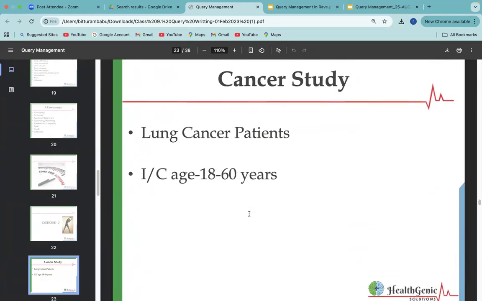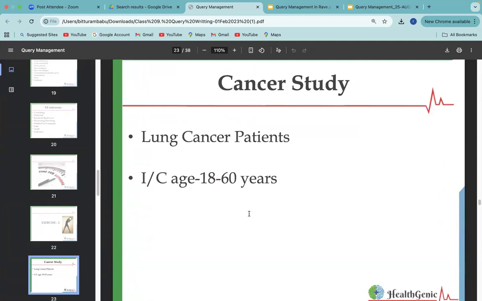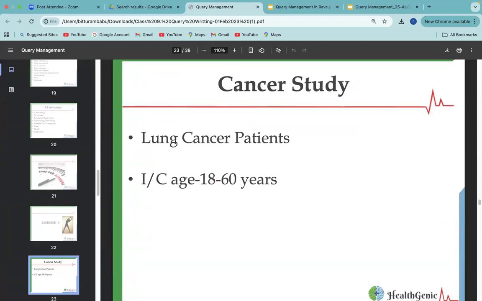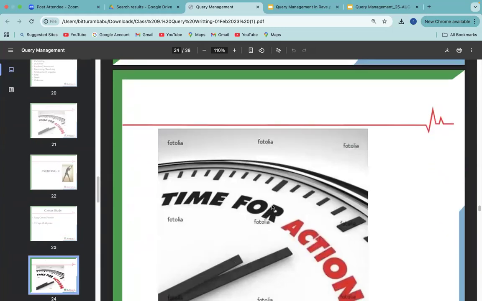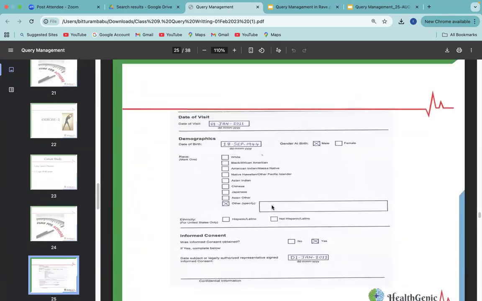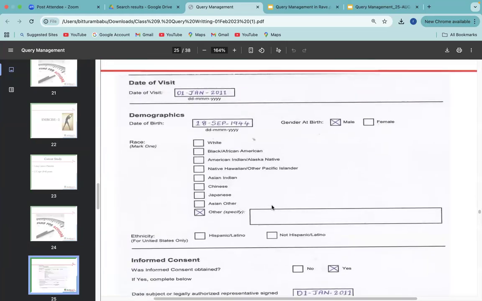Okay. Remember, look at this data carefully. Patient with lung cancer. I means inclusion, C means criteria. Inclusion criteria: age is 18 to 60 years. Okay. Now tell me what is the error here?